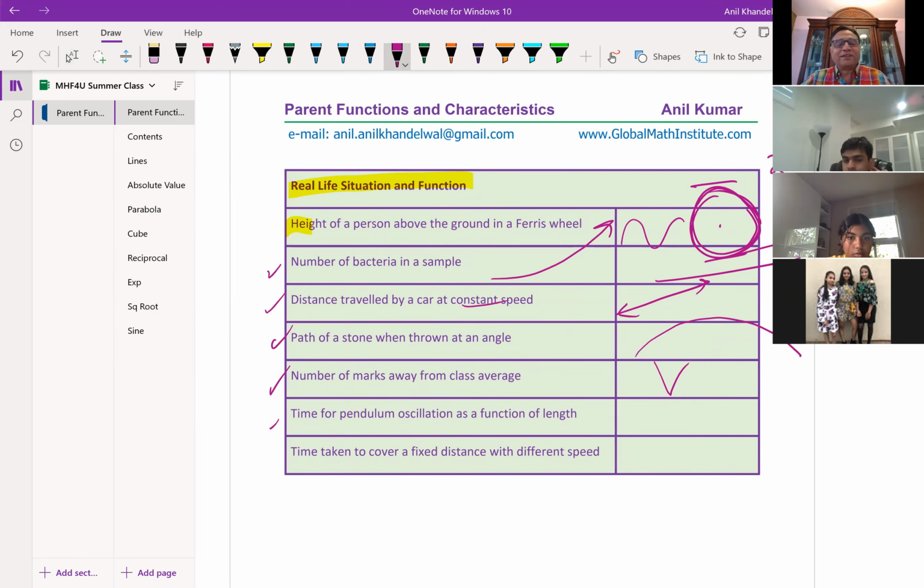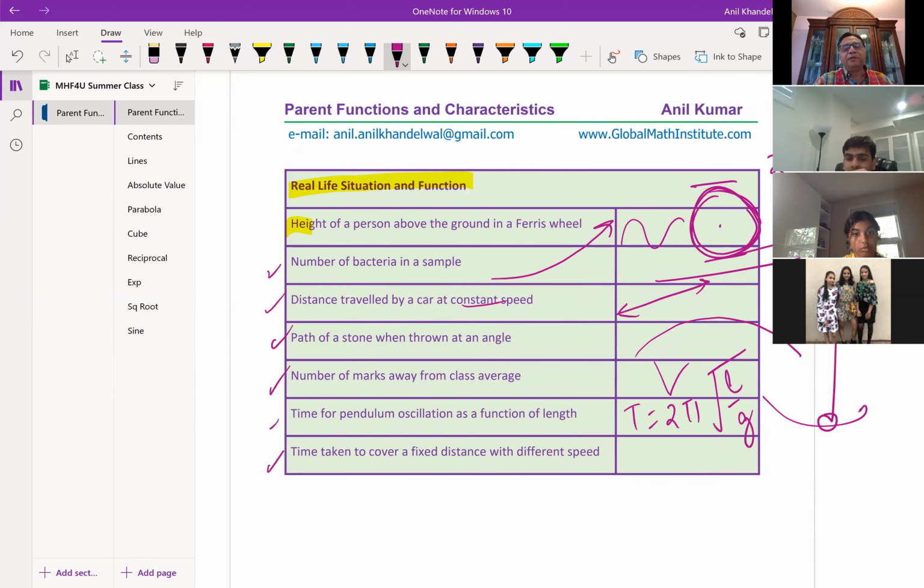Next one, please. Mohammed, can you tell me? Time of a pendulum oscillating as a function of length. We know this, right? 2 pi square root L over G. So that is, you learned physics. This is the time period of a pendulum, right? If you have a pendulum and it's oscillating. So a square root function models this particular situation.